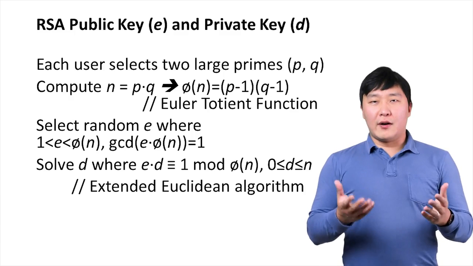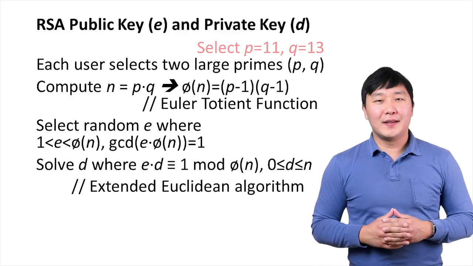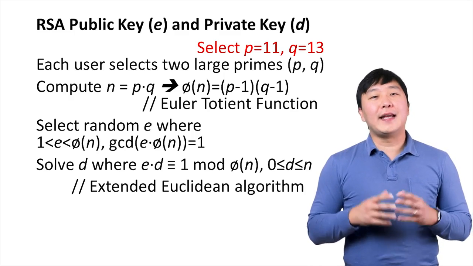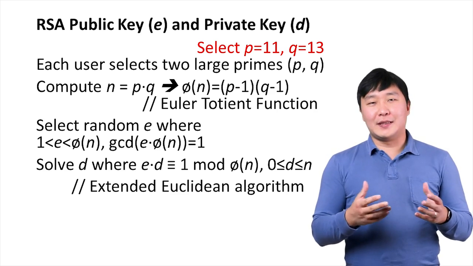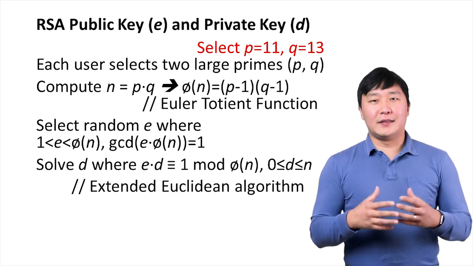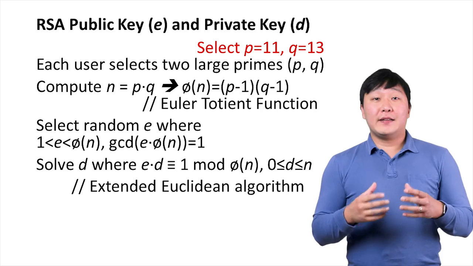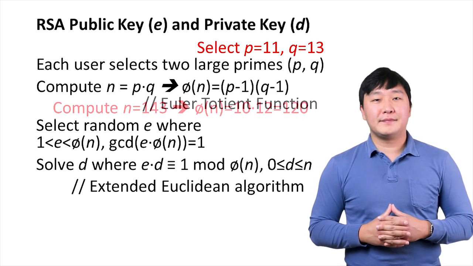Let's review the RSA algorithm operation with an example, plugging in numbers. Suppose the user selects P is equal to 11 and Q is equal to 13. This example uses small integers because it is for understanding, it is for our study. But in actual practice, significantly larger integers will be used to thwart brute force attacks.